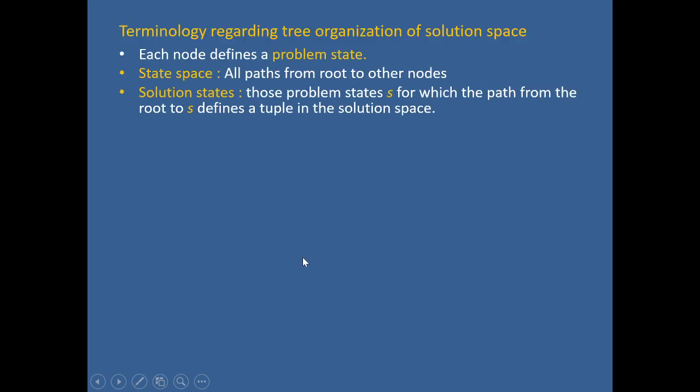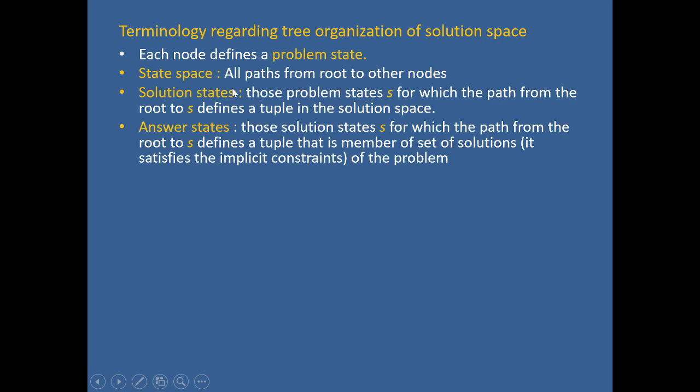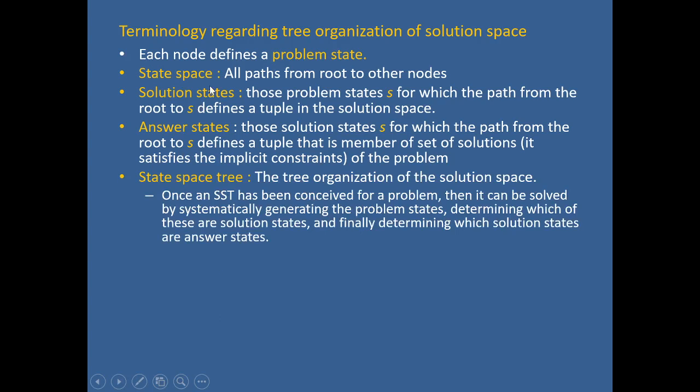Some terminology: all the solutions are referred to as the solution space, and only a few of them are answer states, which satisfy both explicit and implicit constraints. The tuples which satisfy explicit constraints are called solution states. The tuples which satisfy both explicit and implicit constraints are referred to as answer states. And this entire tree organization of the solution states is referred to as the state space tree. In that tree only you will be doing searching. If you use DFS on that tree, it is backtracking. If you use BFS on that tree, it is called branch and bound.